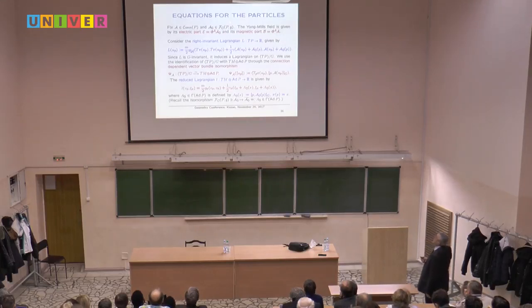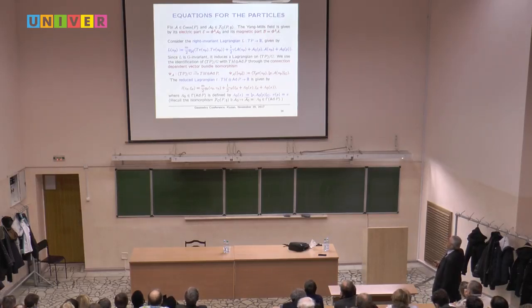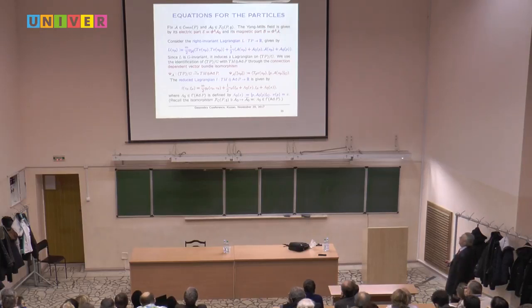I have a connection. I have, again, an equivariant function. My Yang-Mills field is given by the electric part and the magnetic part. And I'm considering the right invariant Lagrangian L given by the kinetic energy, relative to the metric, and on the Lie algebra part, right? These are all Lie algebra elements. Well, L is invariant, therefore it induces a Lagrangian on the quotient.